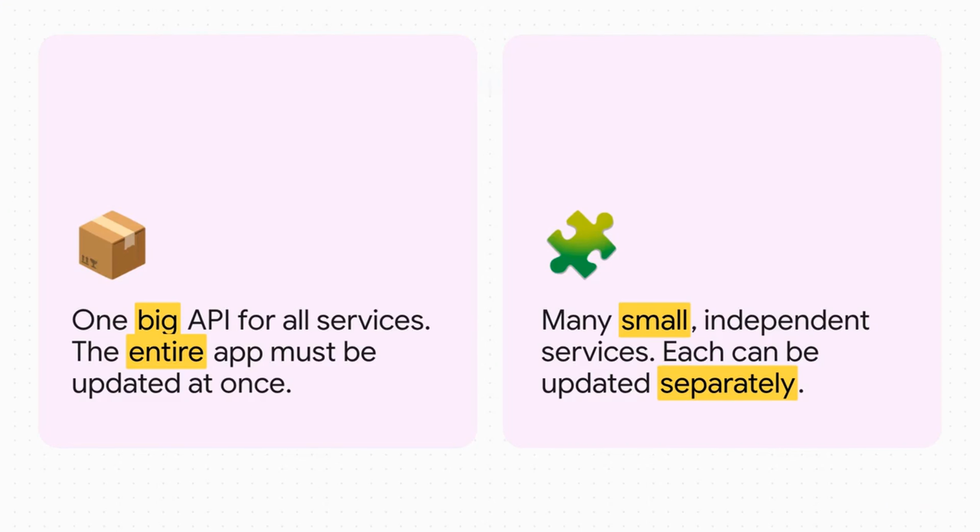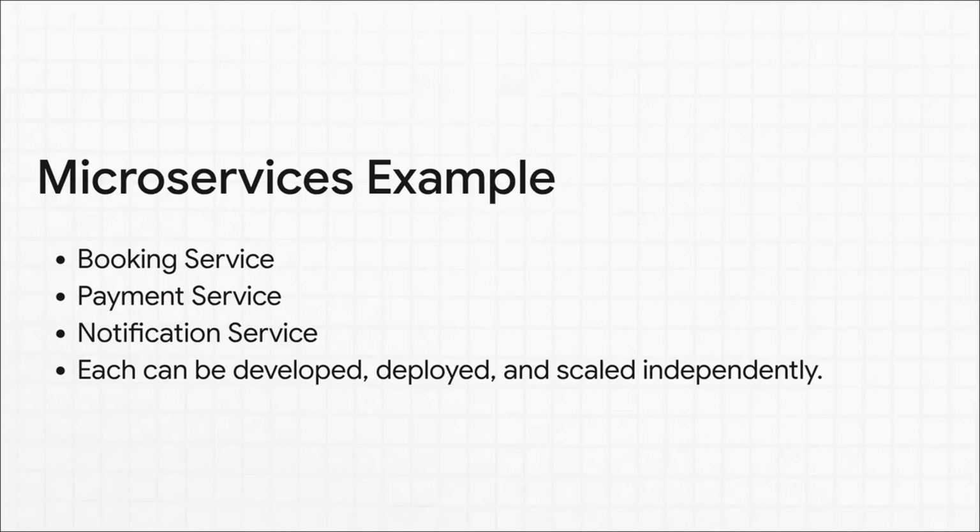The solution? We have to break it apart. We're going to move from the monolith, one giant application, to what are called microservices, which are basically just many small, independent services. This is a complete game changer because now, instead of updating the whole app at once, we can just update one tiny piece at a time. And that right there is the microservices pattern.